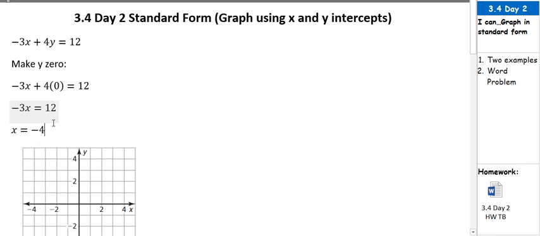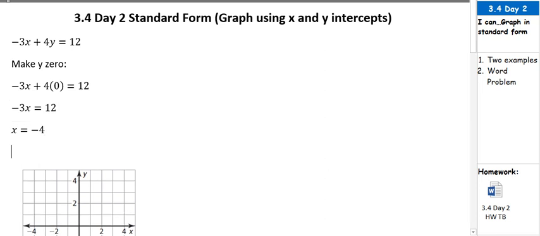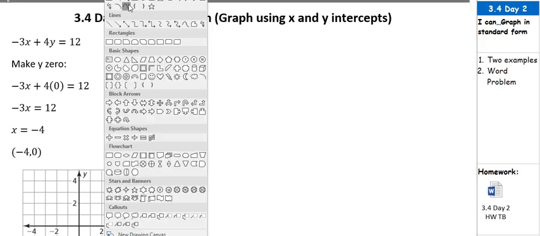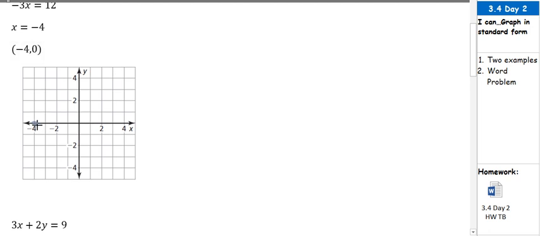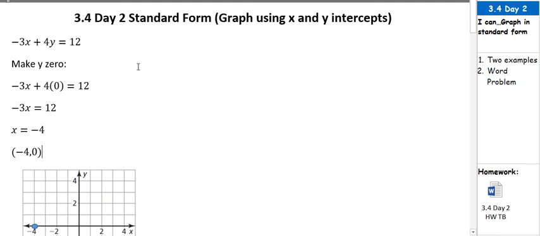So here the ordered pair that we have is negative 4, 0. X is negative 4, y is 0. That gives us 1 point. And I'll put a dot at that point at negative 4, 0. That's right here. So there's 1 point. Now we need to find the other point, and the other point is the other intercept. So that's when we make x 0.